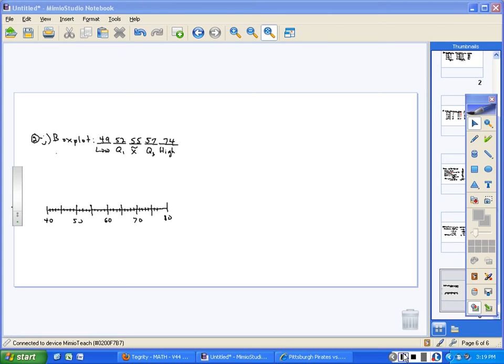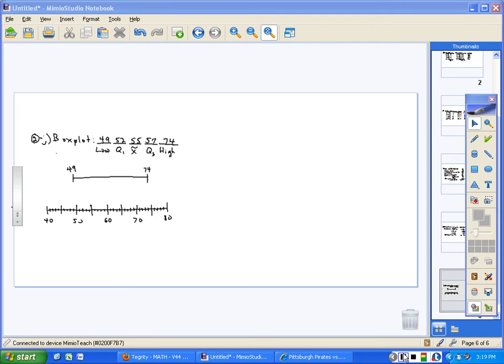And the last one. Okay, so 49 is about right here. You put a little line and you put 49 above it. And then you go to the high, which is 74, which would be about right here. Hope I lined those up well. And then you connect those two. And that is the beginning of the box plot.